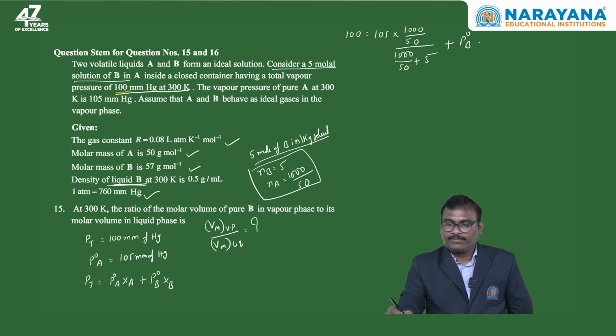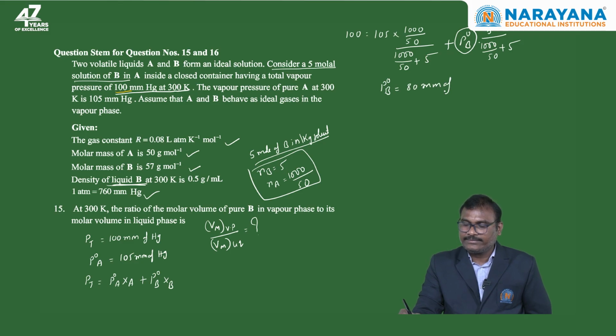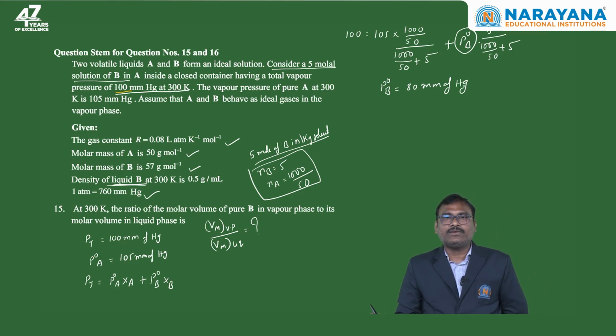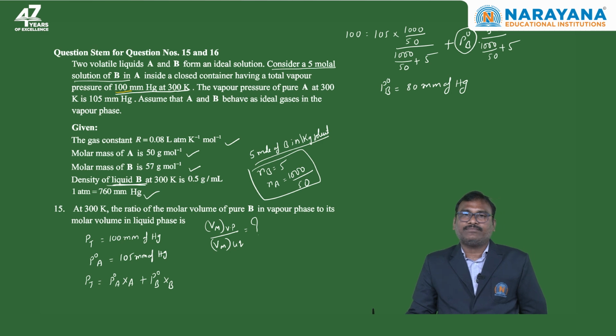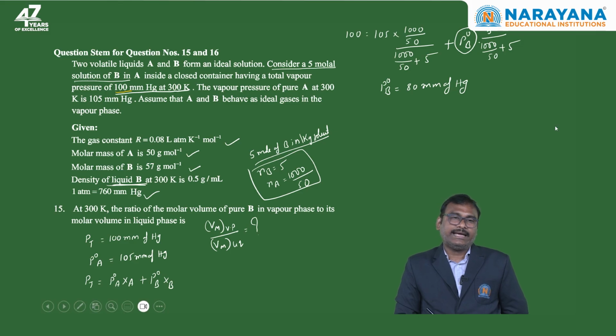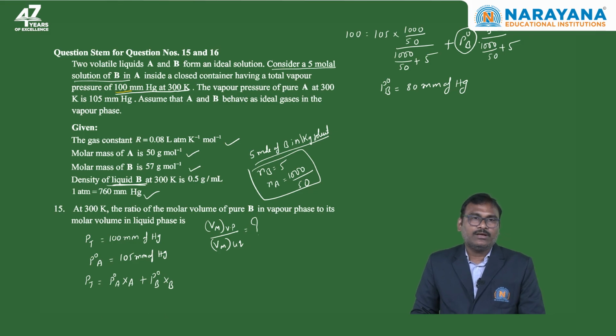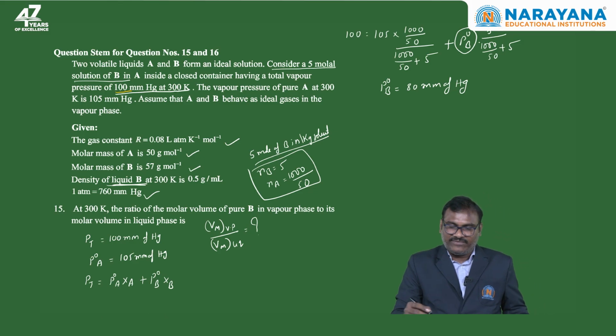XB is nothing but 5 by 1000 by 50 plus 5. Everything is a known value except P naught B. So from this I calculated P naught B, that is 80 mm of Hg. Say yes or no. I found the pure vapor pressure of B from the given ideal solution, P naught A XA plus P naught B XB. Now he is asking for the molar volume in the vapor phase.